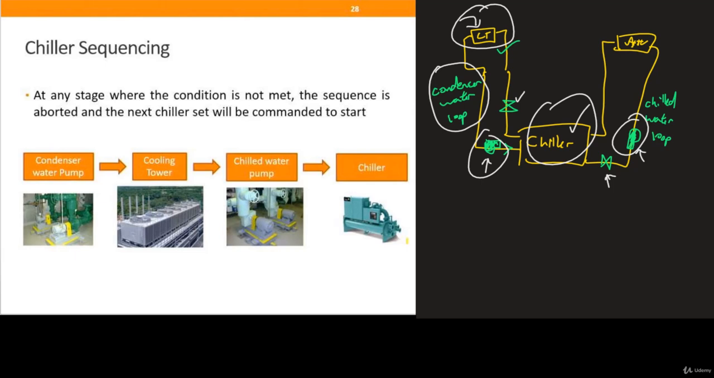Whenever the previous equipment status is not on, the next equipment will not start. So you may see that the BMS will prompt you with some alarm if something happened along the way. This whole process may easily take around half an hour, 30 minutes, before everything gets stabilized.